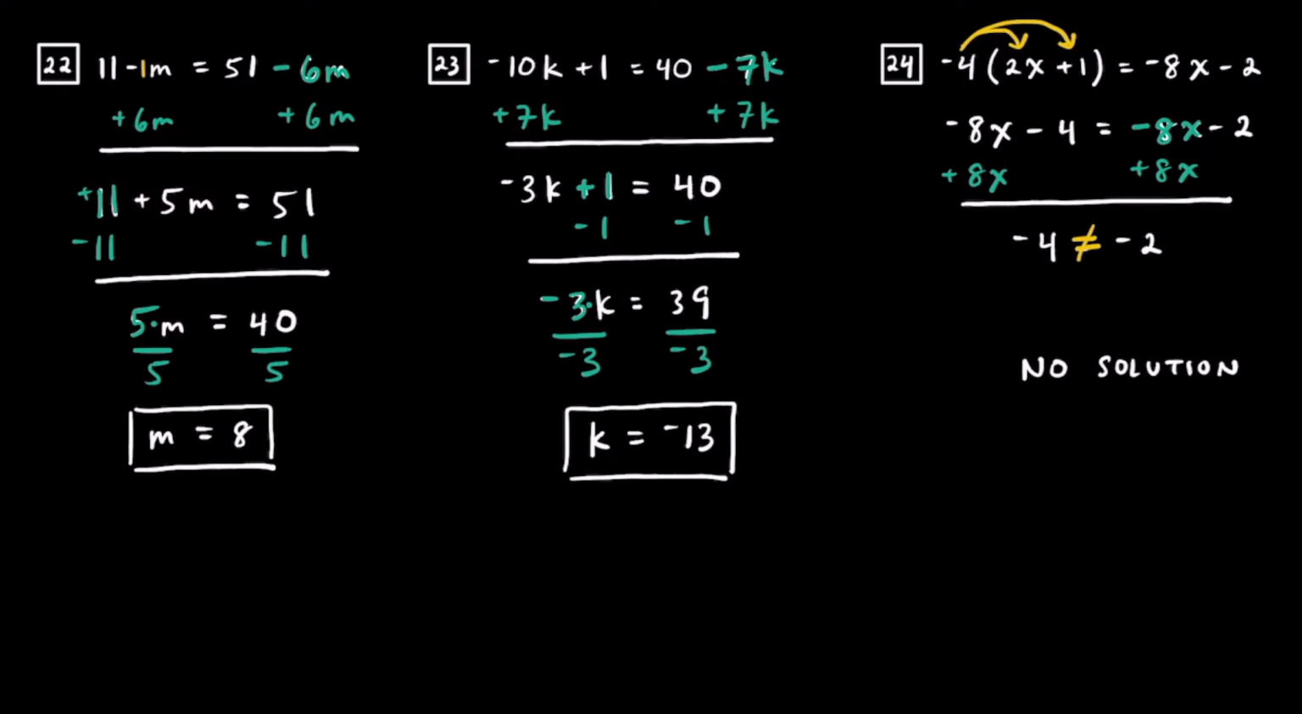This happens sometimes when you have variables on both sides of the equation, where you have an equation and there's no possible value that could make it true. So in this case, negative 4 does not equal negative 2, so there's no solution. If you get something like negative 4 equals negative 4 at the end, that means that any value would make the equation true. So just be on the lookout for that. We may see a couple more coming up.